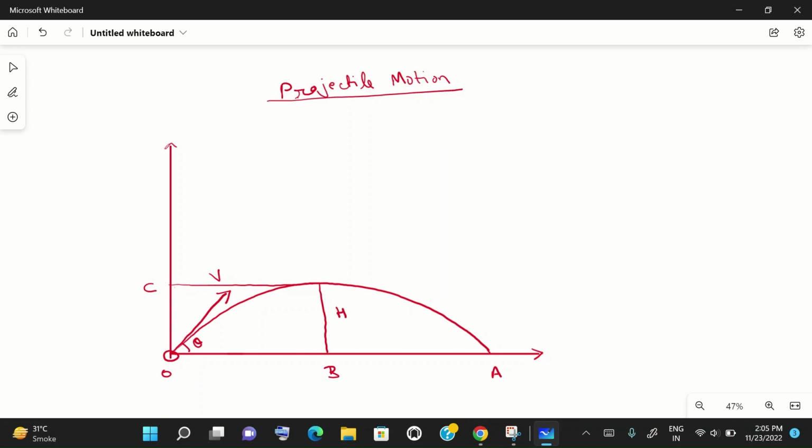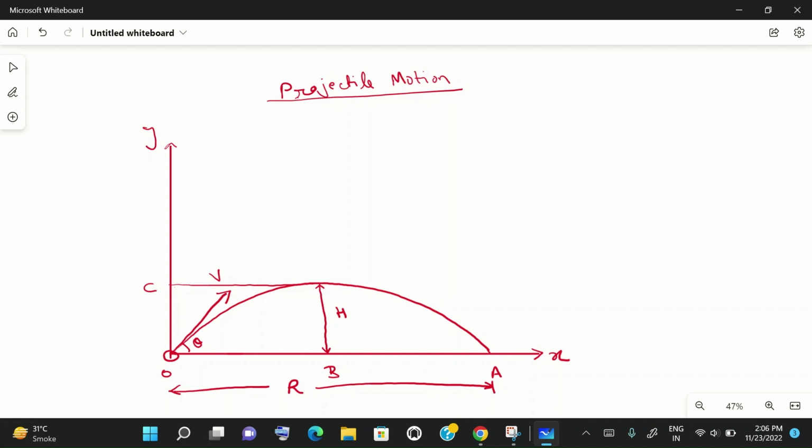We will calculate the maximum distance it will travel, which is called the range, and we will define it with R. We will also find the maximum height h and the time of flight. We will also derive the equation of the projectile motion. This is the x-axis, this is the y-axis. So let's see.